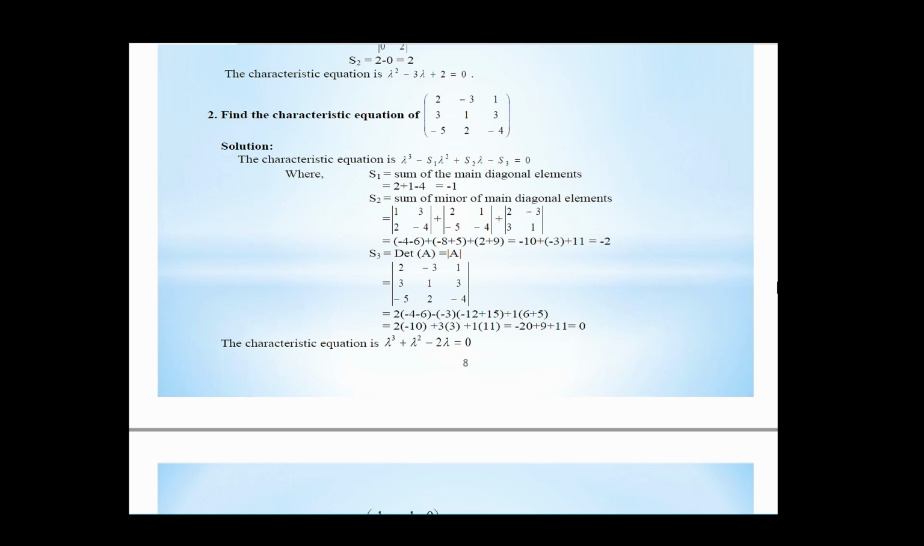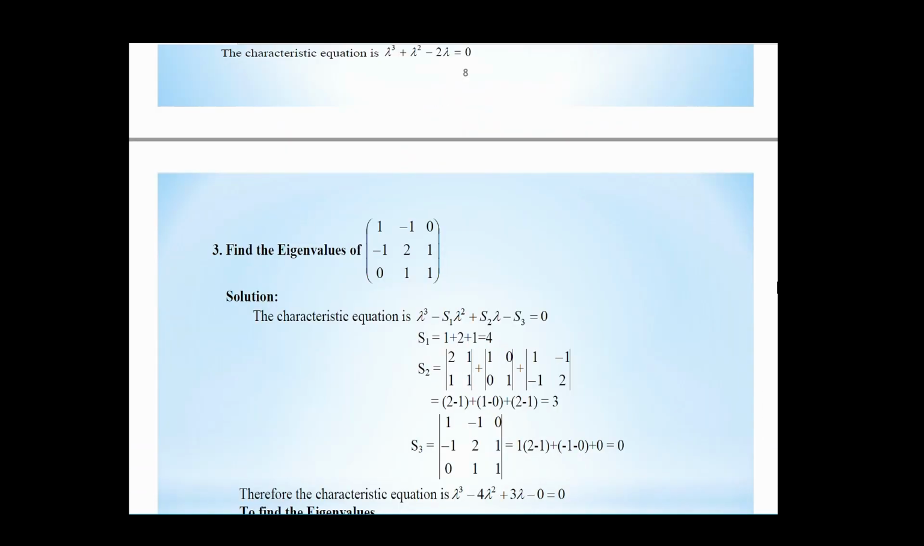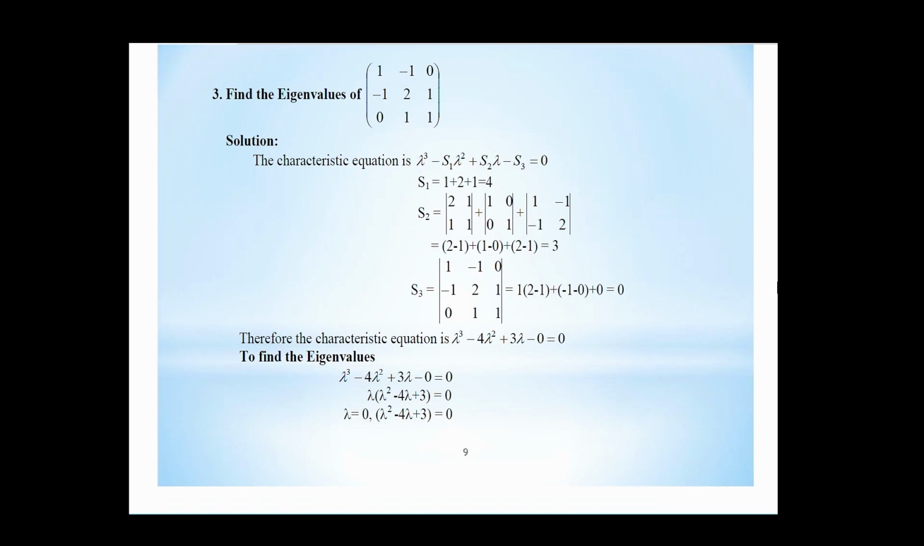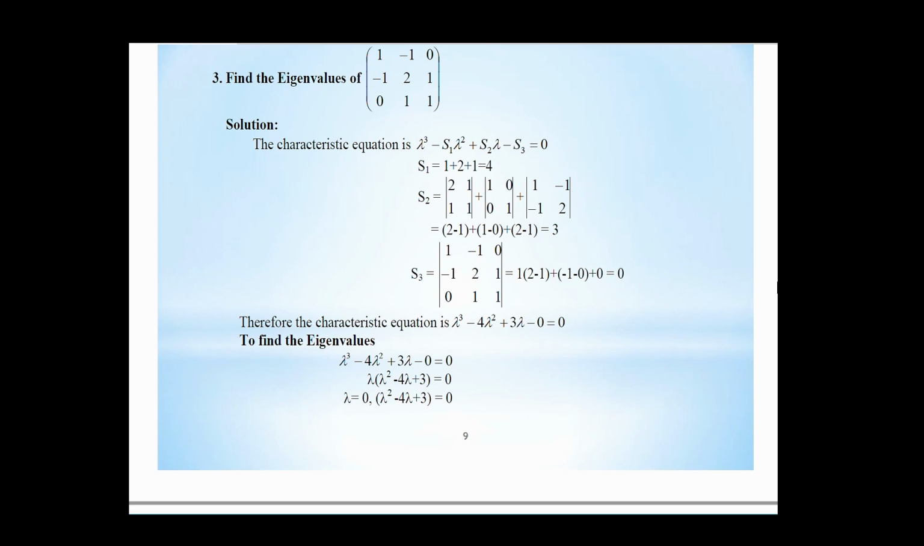Next, the matrix 2, minus 3, 1, 3, 1, 3, minus 5, 2, minus 4. Now we find the eigenvalues of the given 3 by 3 matrix. Initially we find the characteristic equation, with the same process as in the above example. We use the above concept: lambda cube minus S1 lambda square plus S2 lambda minus S3 equal to 0.